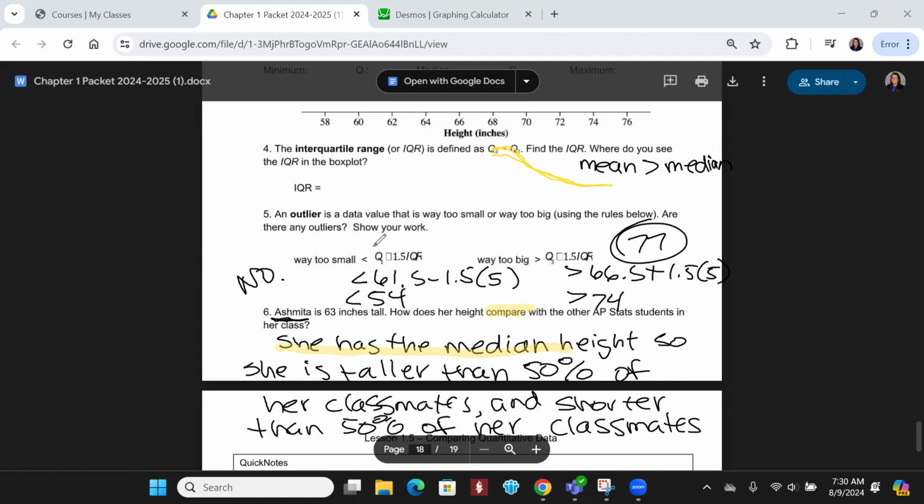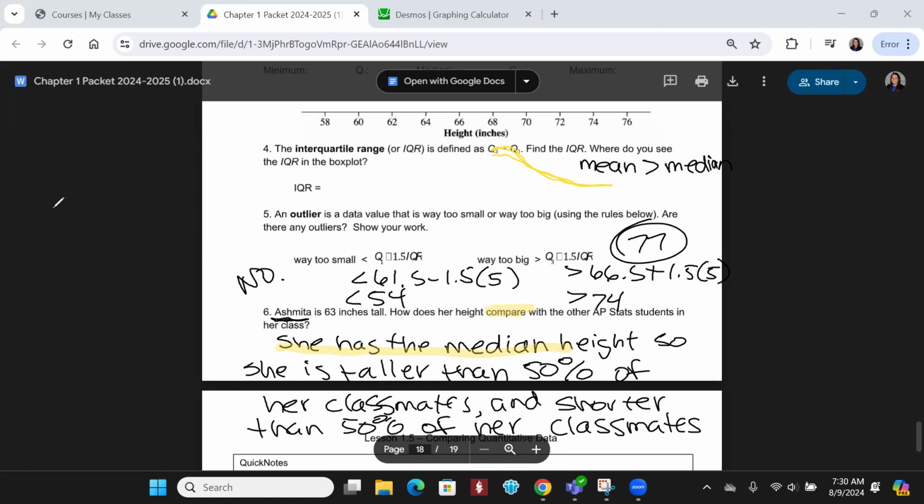Okay. So is she below or above average height? Below. Does that make sense? That might be one that you just have to memorize. If you don't understand it, memorize it. Skewed left, mean is less than median.